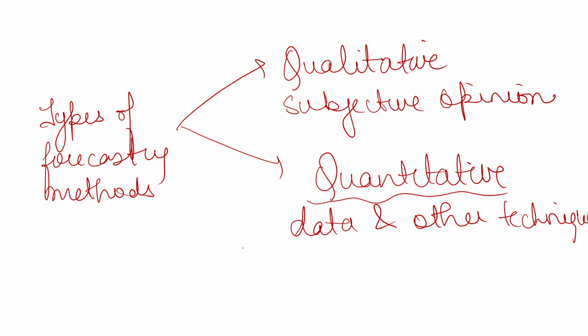So next, when we talk of quantitative forecasting, we have a time series model and associative models. In associative models, we have linear regression. In time series models, we have trend projection method, exponential smoothing method, and moving average. We'll be covering all of them. So now, let's understand what is linear regression. We'll be talking about this in today's class.